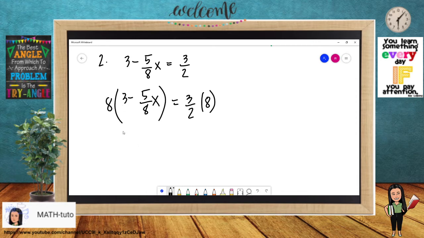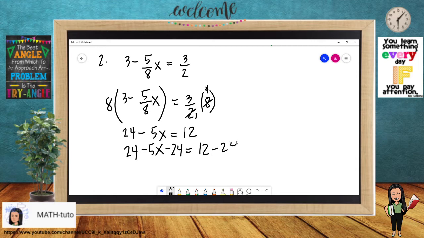Okay. So, this is 24 minus 5x equal to, pwede tayo mag-cancel dito ng common factor. So, 4, 1. Bago tayo mag-multiply para mas maliit lang yung value, equal to 12. Okay, so we now have negative 5x. Mag-subtract tayo ng 24 to both sides. 24 minus 5x minus 24 equal to 12 minus 24. Negative 5x equal to negative 12.